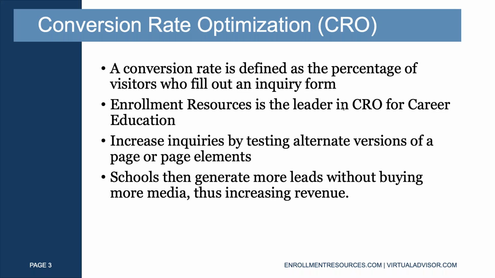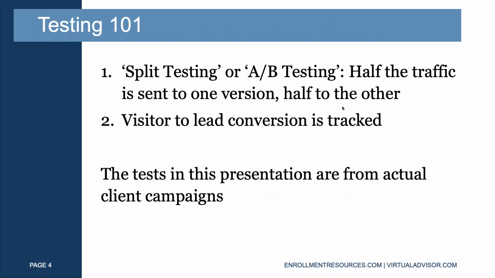We're going to share some test results, and our goal is to help you generate more leads without buying more media. So split testing or A/B testing, just the primer on this so we understand the context today, is basically half the traffic is sent to one version of a landing page or a website page, and the other half is sent to a different version. And what we do is track the amount of those that convert to an inquiry.